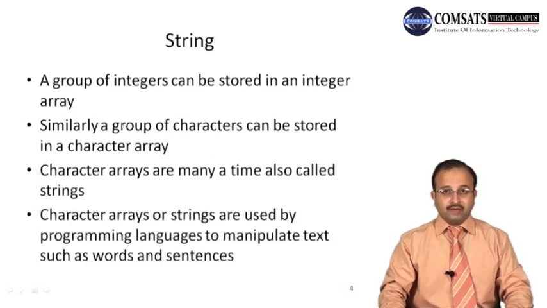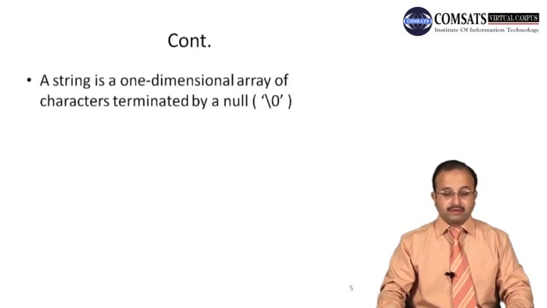So until now we have seen how to input integer or floating point values or a single character from the user, but we haven't seen how to input a word that constitutes multiple alphabets or characters, and how to input a sentence from a user in a program, and that is actually a string. A string is a combination of one or more characters. A string is a one-dimensional array of characters terminated by a null character.